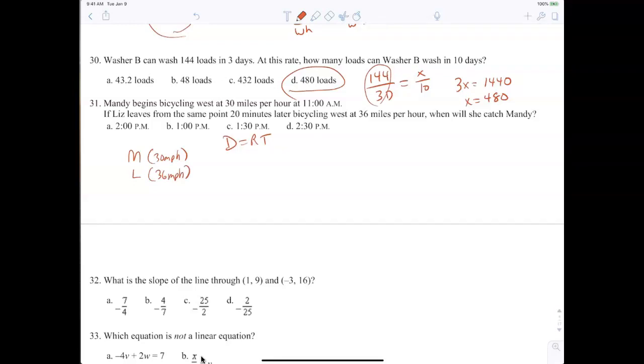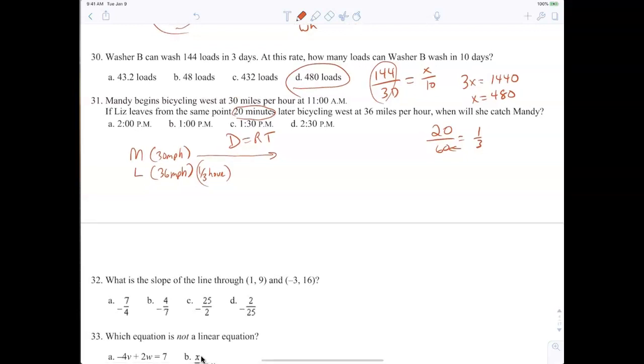Now they both head off, but Liz has to wait 20 minutes. Now don't forget, 20 minutes is 1/3 of an hour. Why is it 1/3 of an hour? Because obviously 20 out of 60 reduces to 1/3. 60 minutes in an hour. Don't forget that.